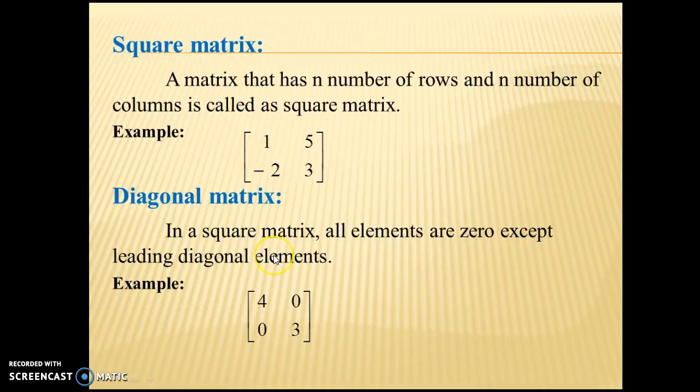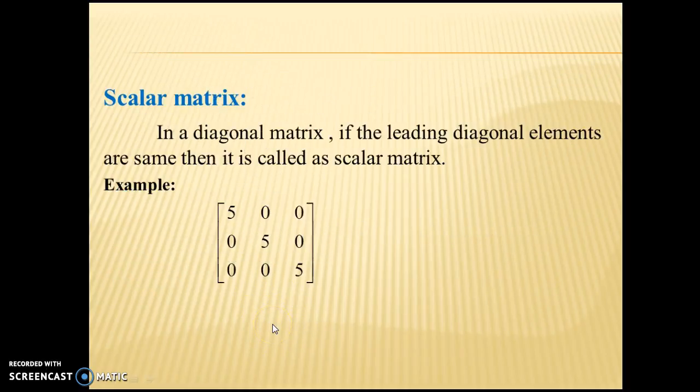Next, diagonal matrix. In a square matrix, all elements are 0 excepting leading diagonal elements. This is an example of a diagonal matrix. Scalar matrix. In a diagonal matrix, if leading diagonal elements are the same, it is called a scalar matrix. The below is an example of a scalar matrix.